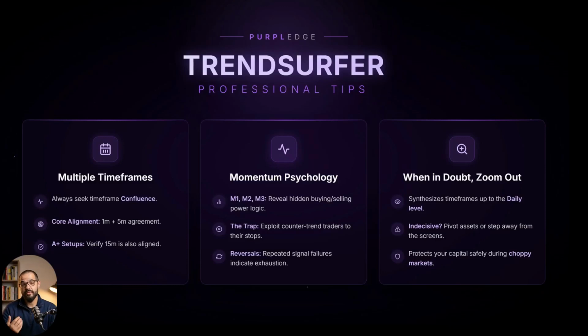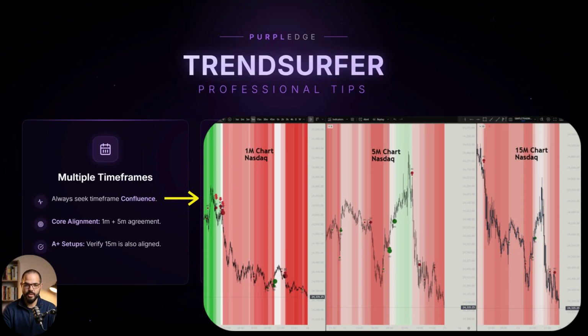And now, for some professional tips using the TrendSurfer. First, always utilize multiple time frames. The key to consistency is confluence. We want to see total directional agreement between the 1 minute and 5 minute charts before we enter a position. For even higher probability setups, make sure the 15-minute chart is completely aligned as well.